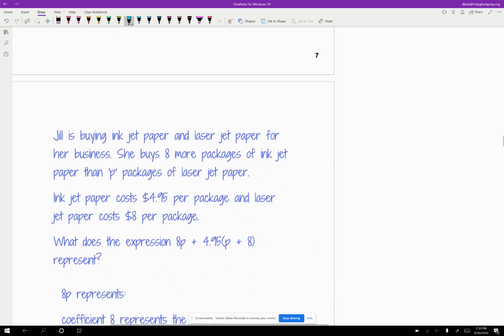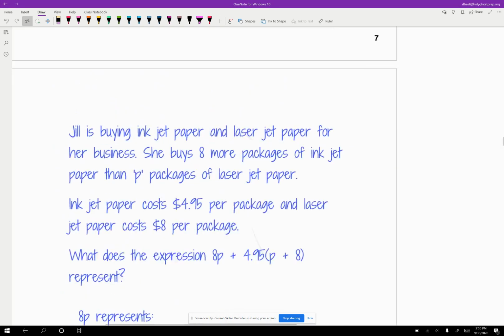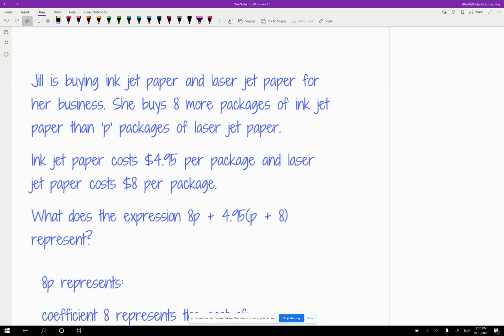Why are we going to use this? And here is my first, and this is a big example, so make sure you have space for this and keep yourself organized. Jill is buying inkjet paper and laserjet paper for her business. She buys 8 more packages of inkjet paper than P packages of laserjet. Inkjet costs $4.95 per package, and laserjet costs $8 per package.